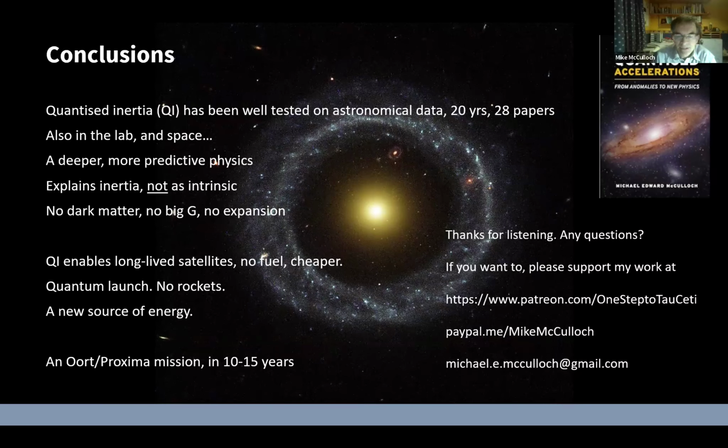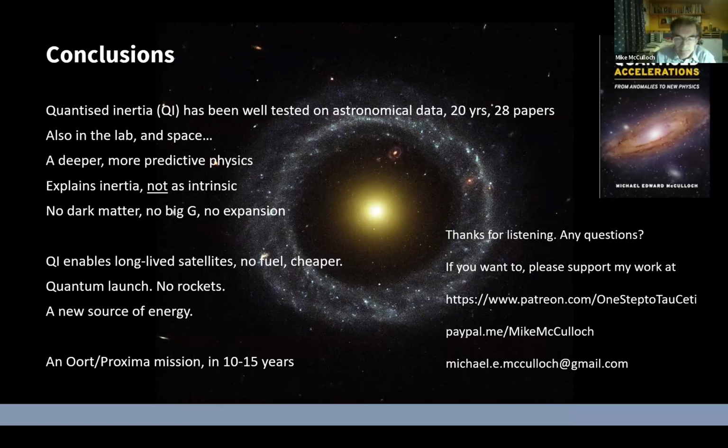It explains inertia, and the idea is that inertia is not an intrinsic thing which is stored in a mass, but something due to the interaction of that mass with the rest of the cosmos and the information it has about the cosmos. So quantized inertia will get rid of dark matter. It gets rid of the need for the gravitational constant. And it also suggests that the universe is not actually expanding. But I haven't gone into that today, but it does.